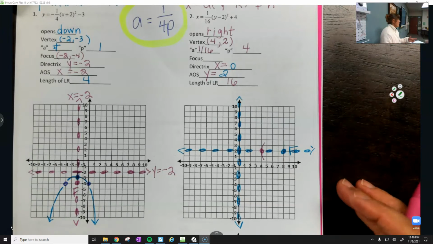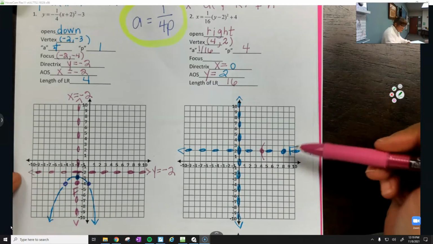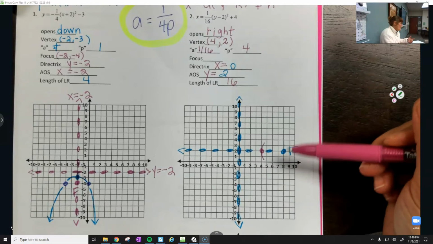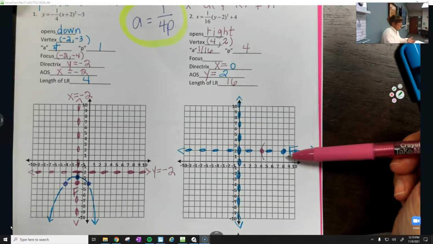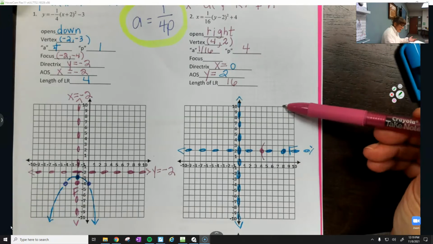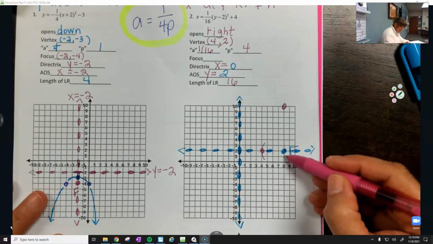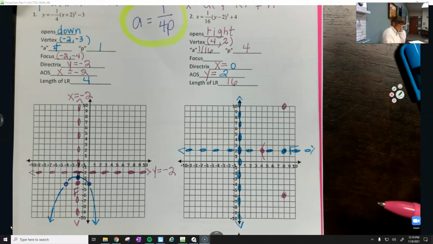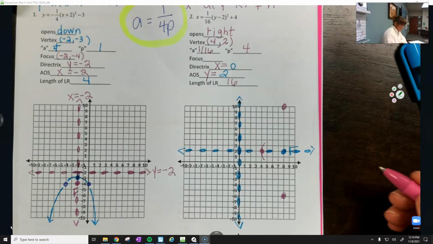Now we just got to graph the endpoints of the official length. The official length always goes through the focus. The focus is the midpoint. So if the official length is 16, then the midpoint is 8. So I'm going to go 8 up. That's one edge. 8 down. That's the other edge. Count 8 up and 8 down. That's going to be a total of 16 across, which is what we want.